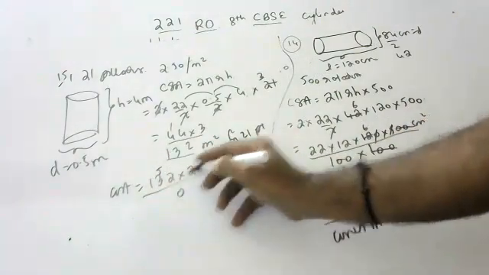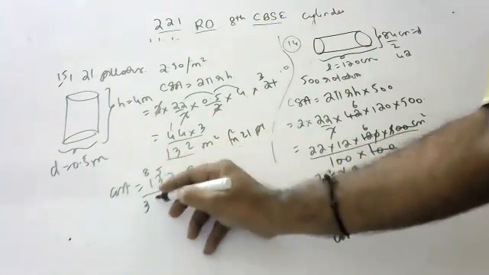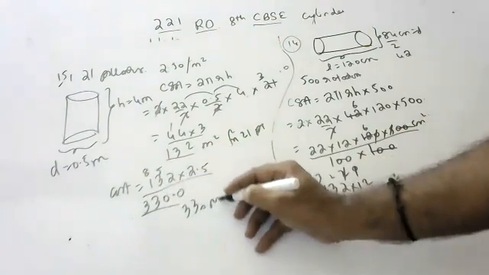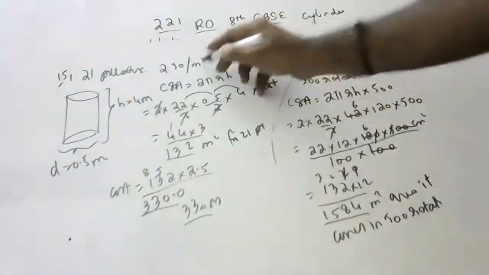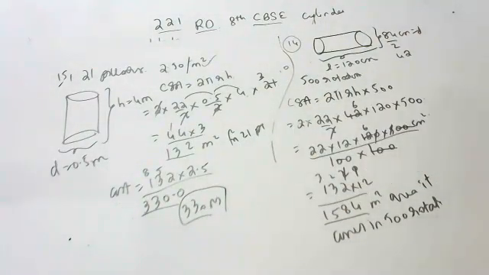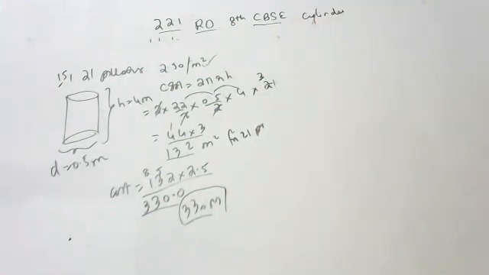How much is that? So 330. 330 rupees is the cost of cementing or cleaning 21 pillars at this rate. For 21 pillars, 330 rupees is the cost of cleaning. Next.